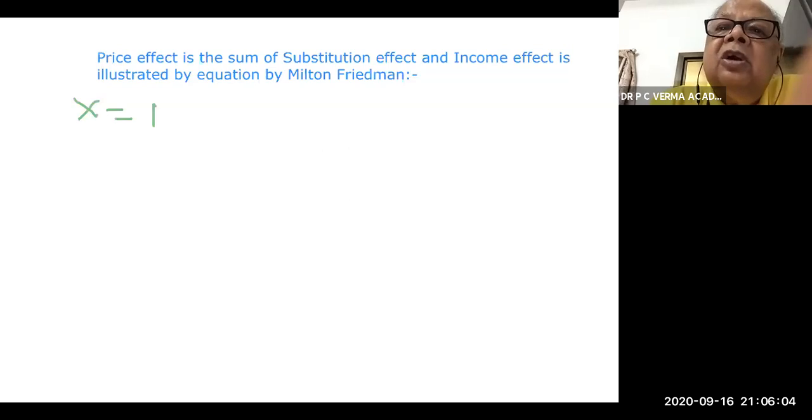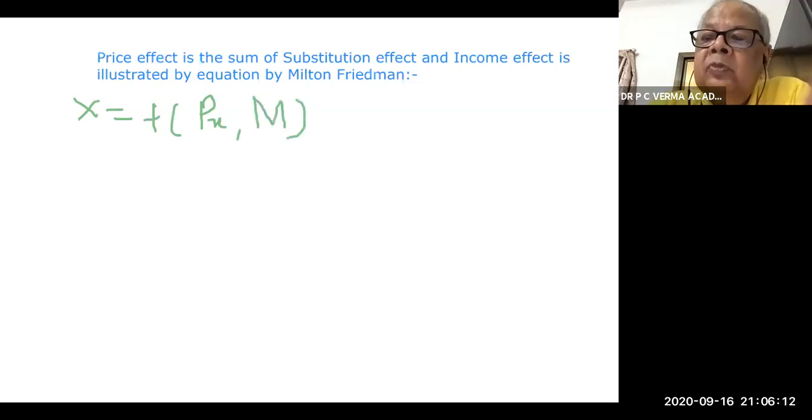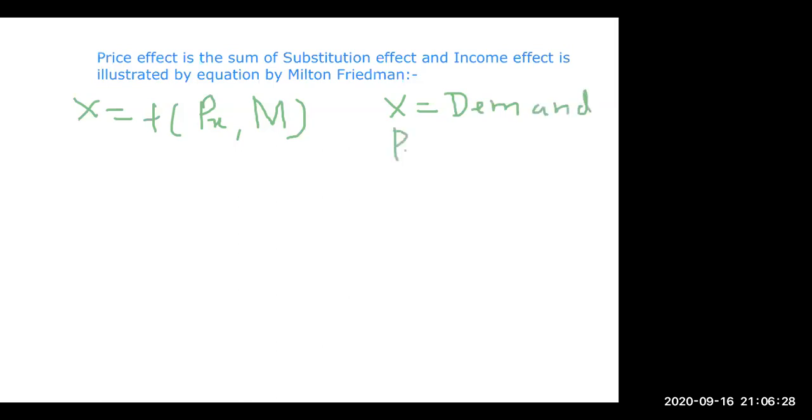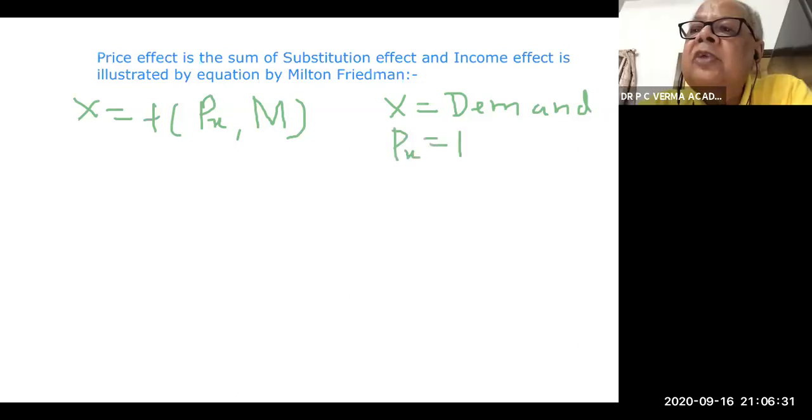X is a function of price of X and income. X is demand, Px is the price of X goods, and M means income.